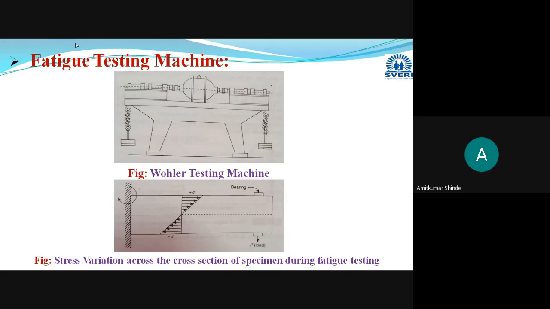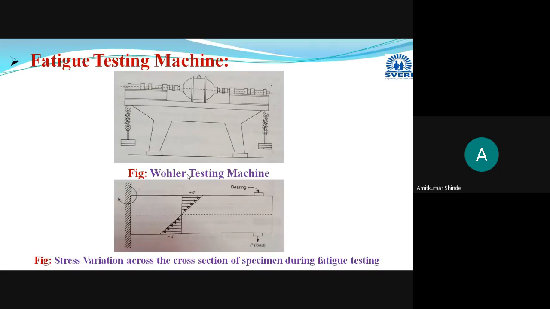Now, to test the fatigue developed in the component, generally we are using a testing machine. That machine is termed as Wohler's testing machine. Here I have written the name also, Wohler testing machine. Or if you are not able to remember this name, you can directly write the fatigue testing machine also. But commonly, this Wohler's testing machine is used to check the fatigue developed in the metal component.